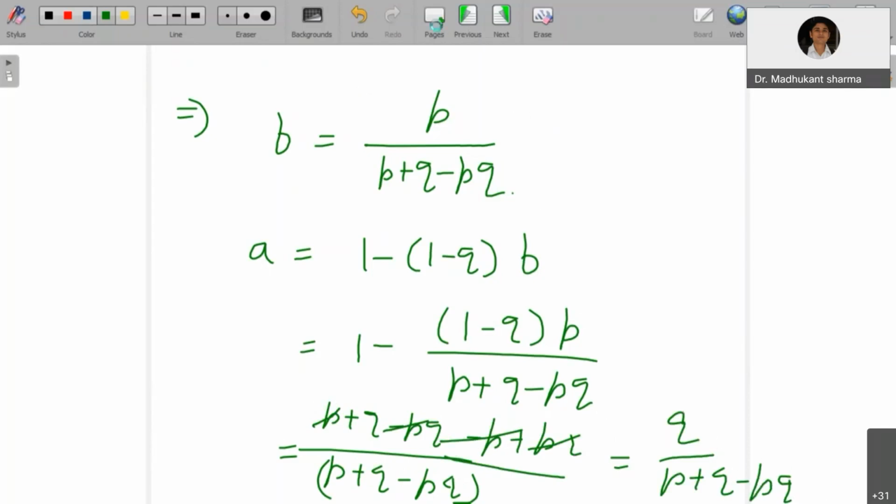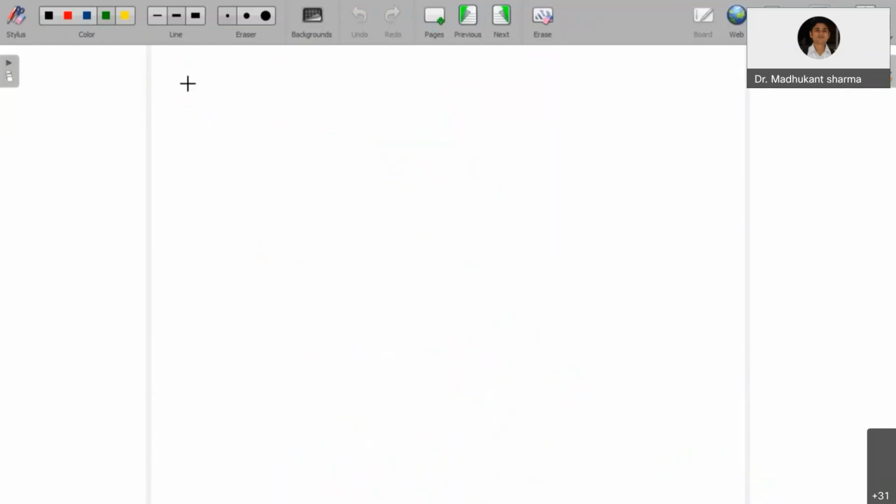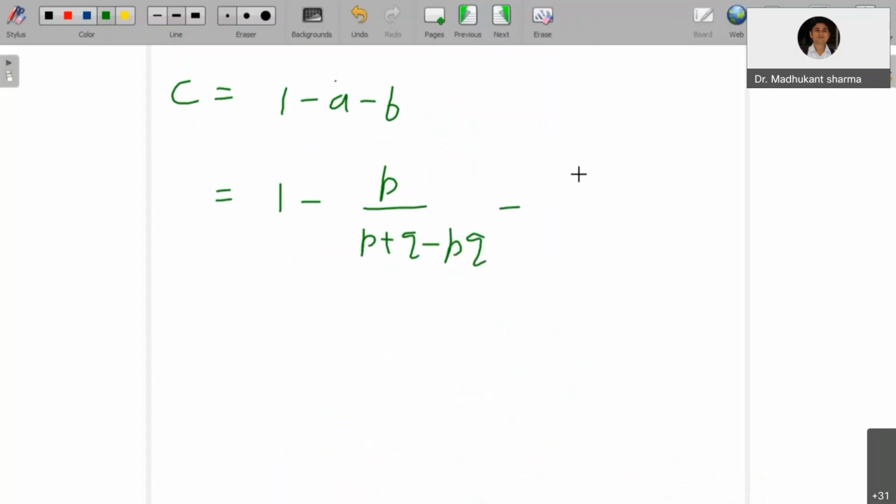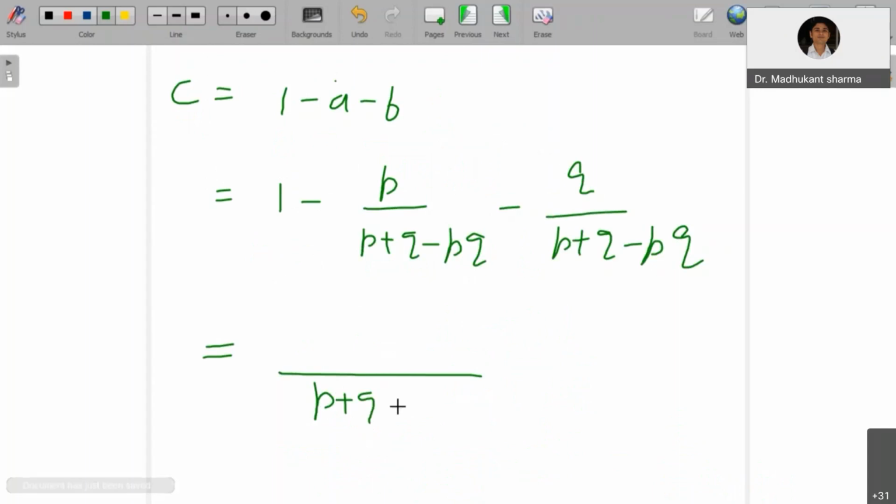Now from here also you can get c. Okay, what is c? c is 1 minus a minus b. So you can also get this c. Now 1 minus p divided by p plus q minus pq minus q divided by p plus q minus pq. Now you take this LCM, and what is the final is p times q, right? So p plus q will get cancelled with minus p minus q. So you have all this now.